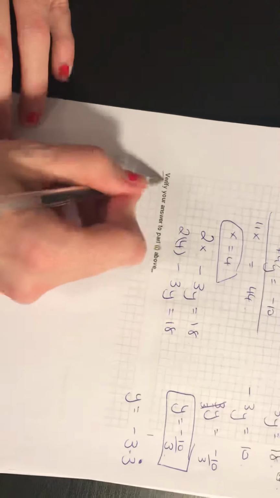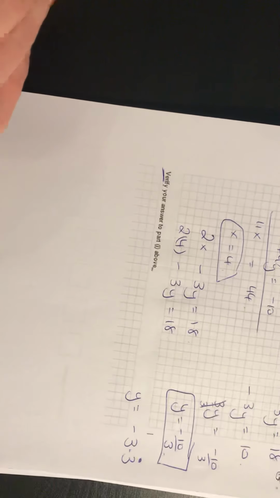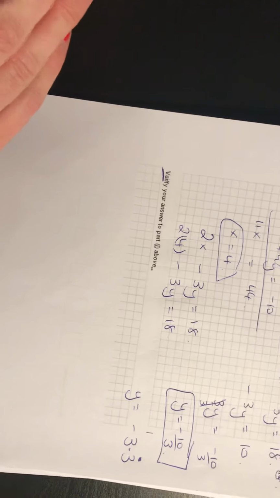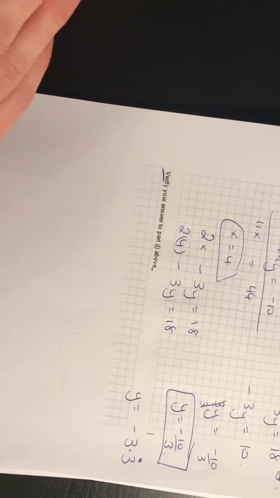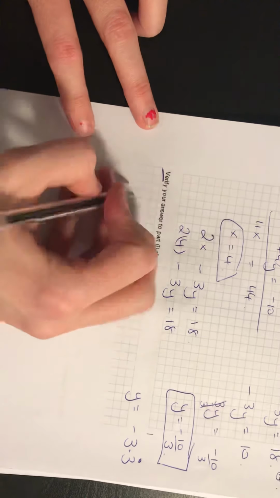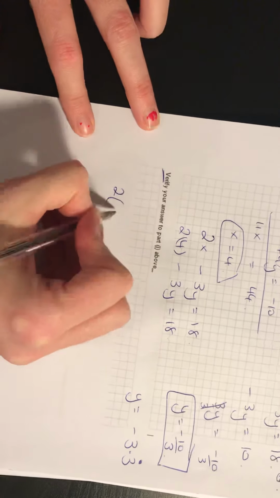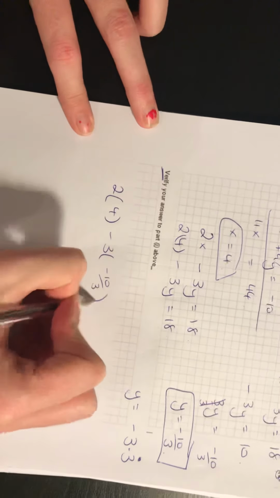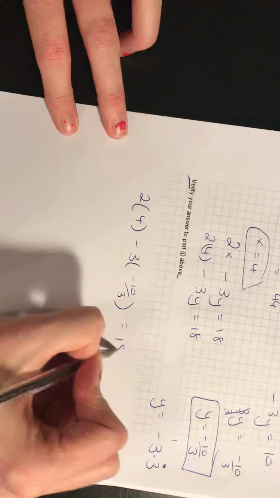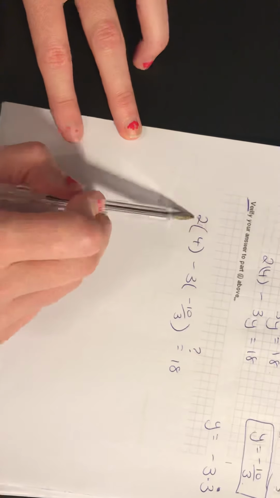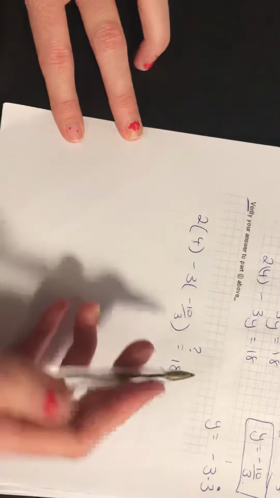Verify your answer to part 1 above. Verify just means prove it, like show that what you got was correct. So I'm going to verify it by throwing it back into both the lines. So 2x minus 3 times y should be equal to 18. So is that equal to 18? That's 8 plus 10. Yep, true.